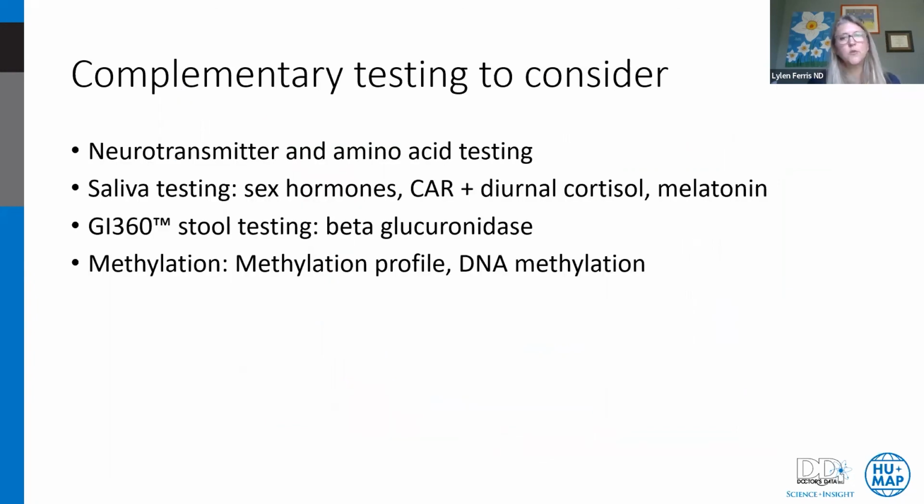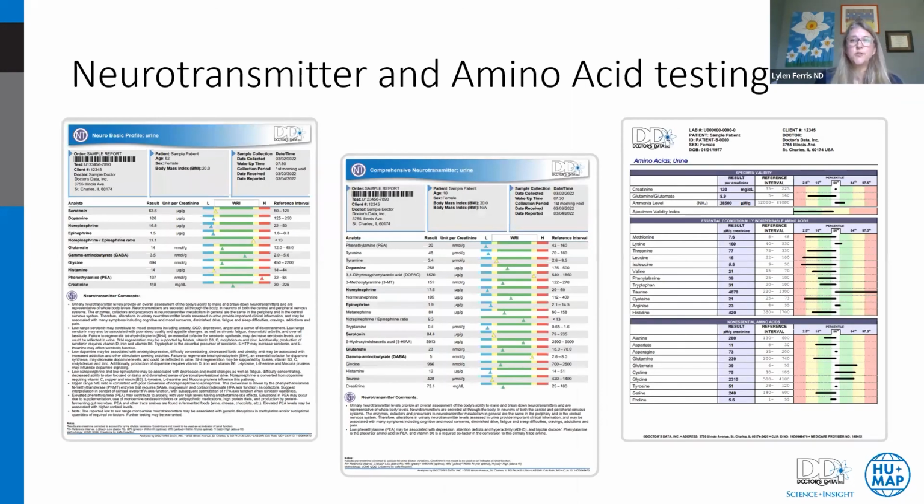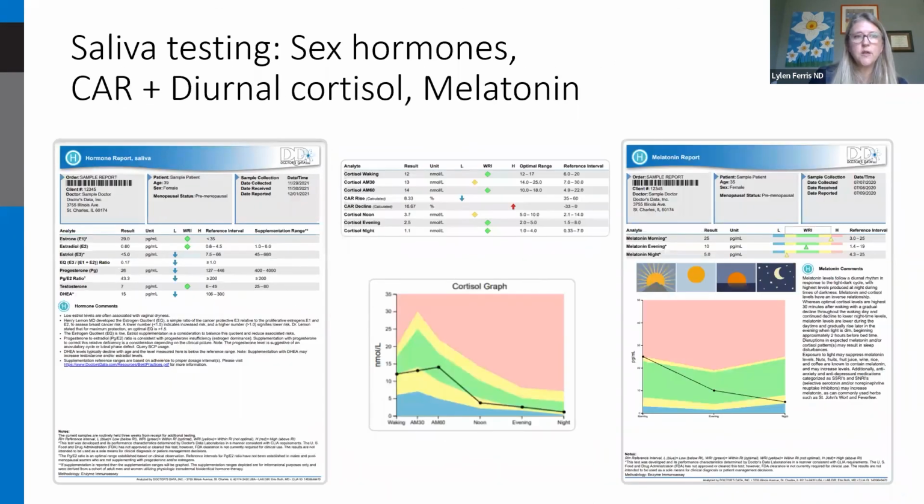A benefit to testing with Doctor's Data is our extensive testing catalog. Based on information gleaned from our HuMap testing, you might find it beneficial to then order neurotransmitter and amino acid testing, saliva testing, GI360 stool testing, or further methylation testing. Neurotransmitter and amino acid testing are both done in urine, so they can be added to any HuMap collection, either the neurobasic or the comprehensive profile, or amino acid testing. You've got examples of those reports here.